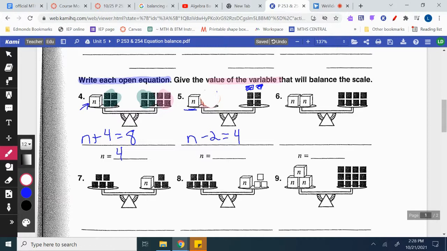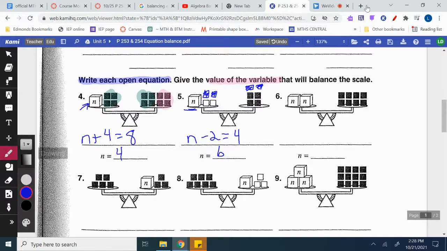And now I can see, and remember, we're going to act like those blocks aren't there. Now they're not there, right? If I do that, I'm going to see that n equals 6. And I'm going to erase this so that way when you see it, you'll see the blocks there. Awesome.